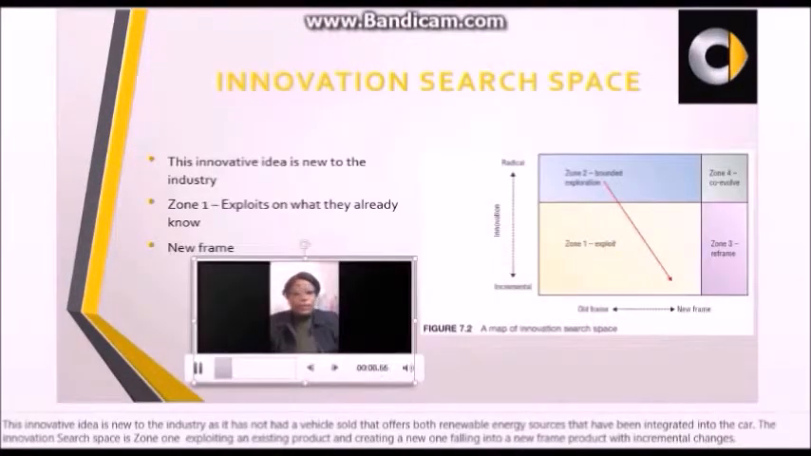The innovative idea is new to the industry, as it has not had a vehicle sold that offers both renewable energy sources integrated into the cars. The innovation map search space indicates that our product falls into zone 1, exploiting an existing product and creating a new one, which then falls into a new frame product with incremental changes.